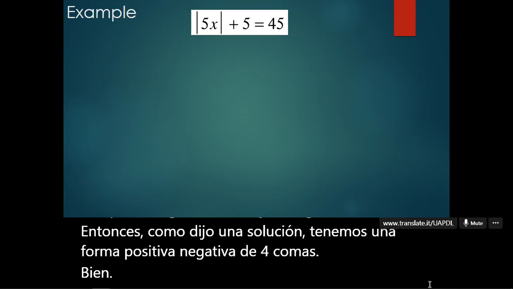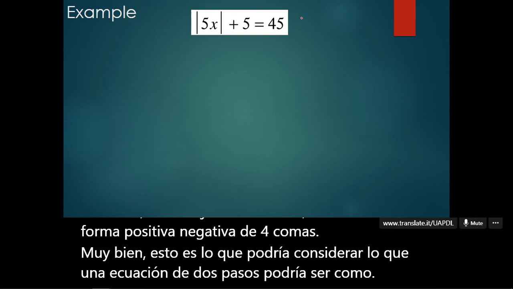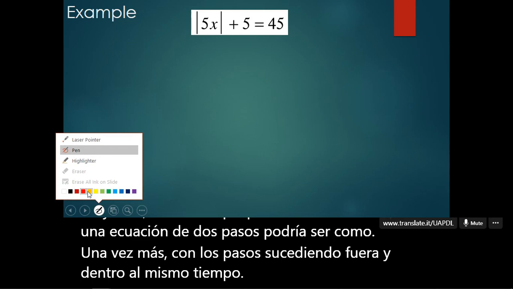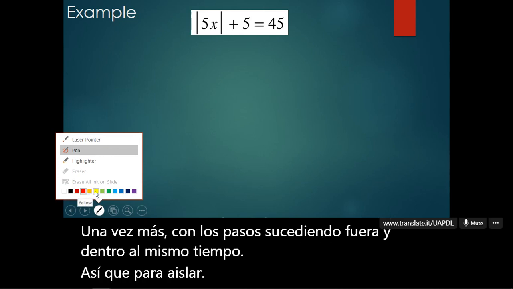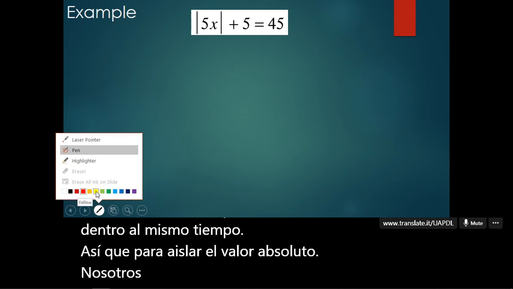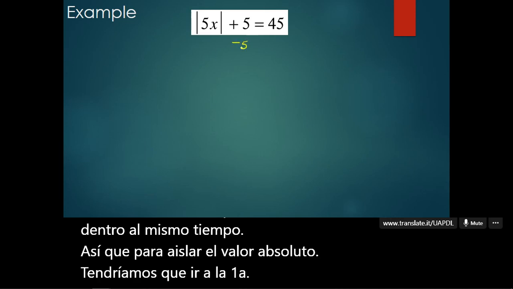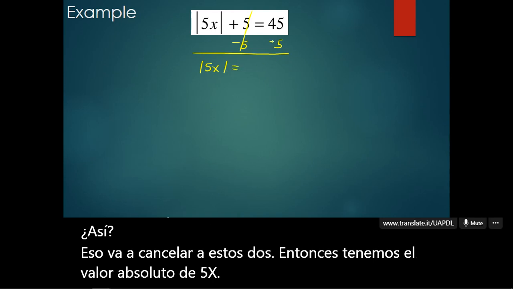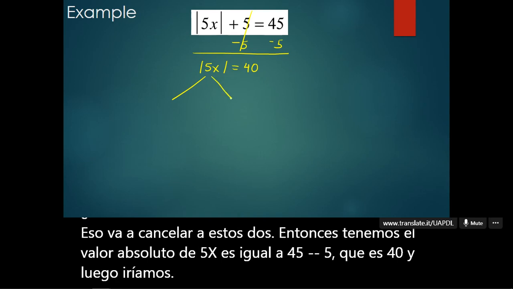Here is what I could consider what a two-step equation might look like. Again, with the steps happening outside and inside at the same time. So in order to isolate the absolute value, we would have to first subtract 5 from both sides, like this. That's going to cancel out these two. Then we have the absolute value of 5x is equal to 45 minus 5, which is 40. And then we would go on to the positive and the negative solution from here.